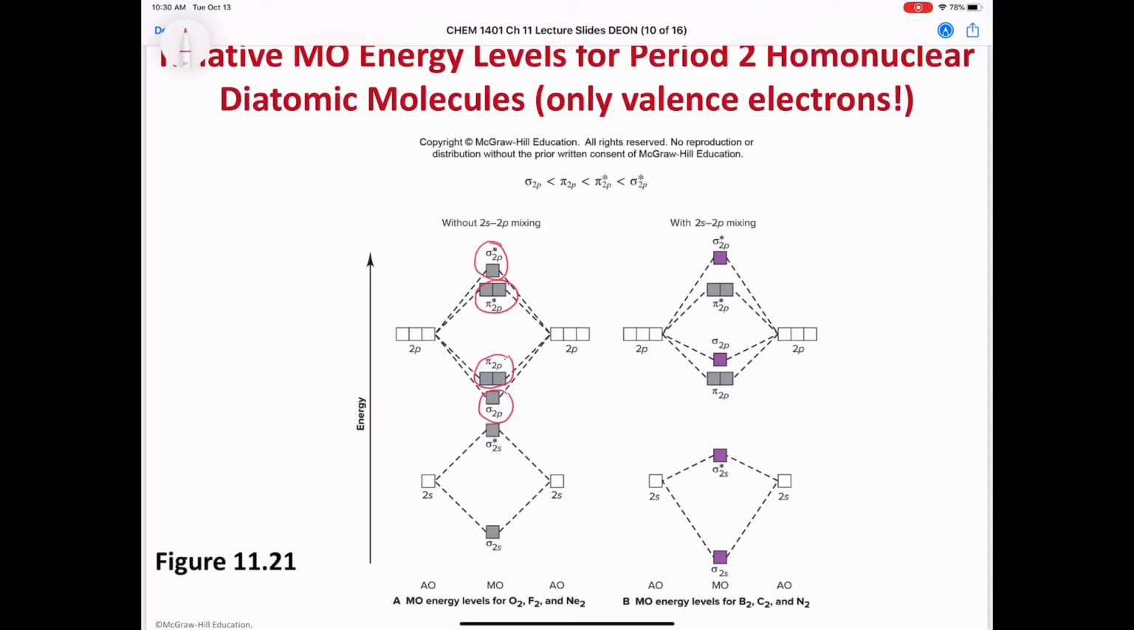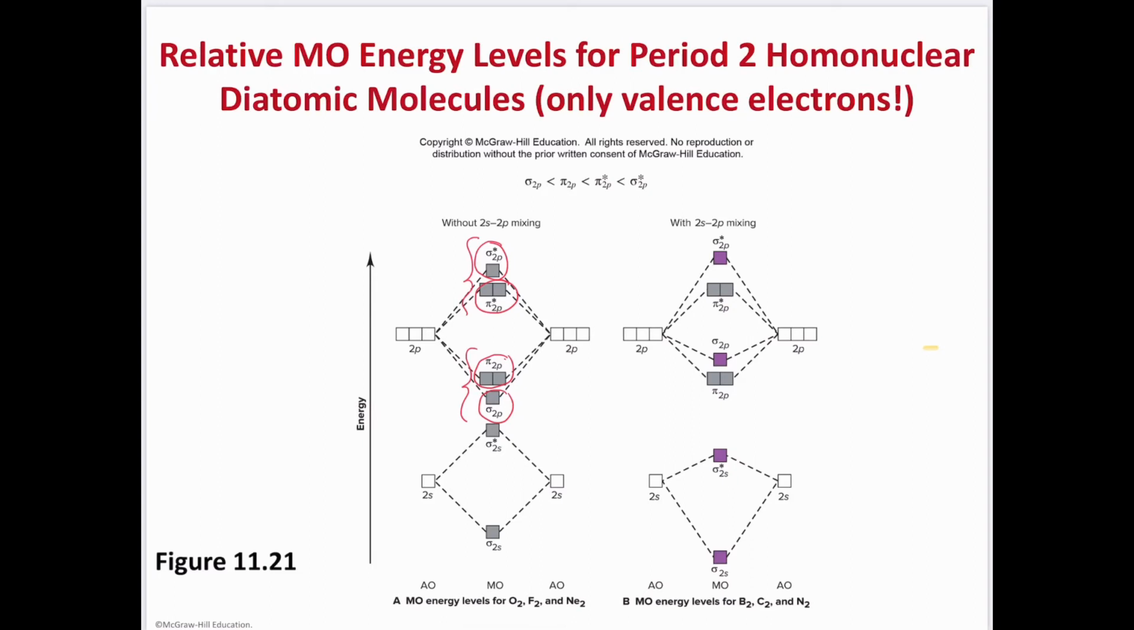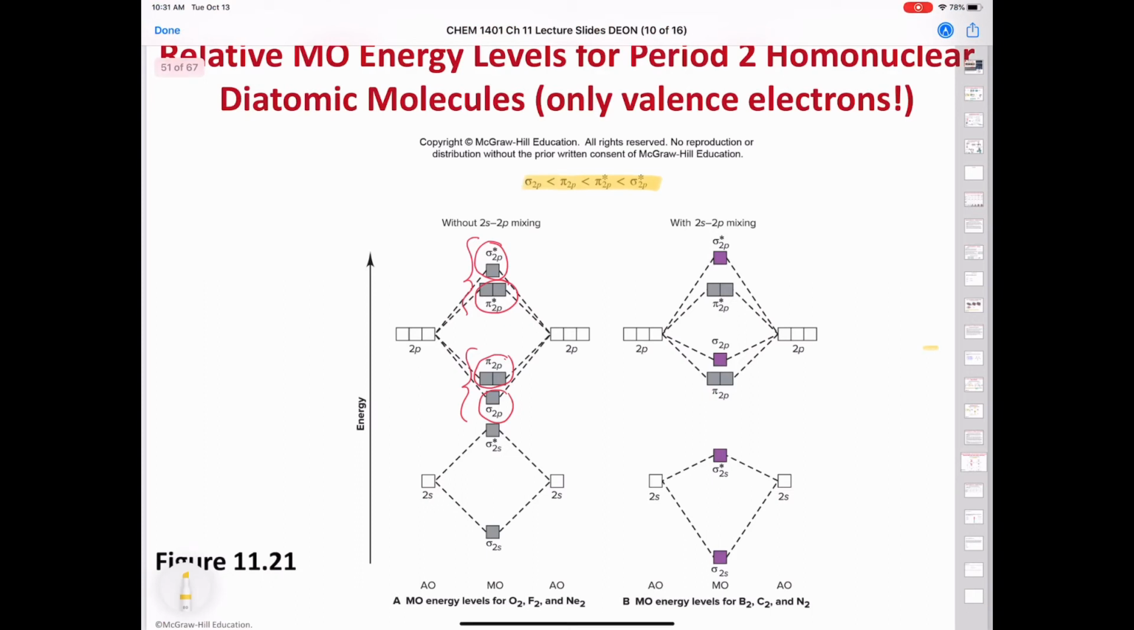Atomic p orbitals overlap more extensively end-to-end than side-to-side. Thus, the sigma 2p bonding molecular orbital is lower in energy than the pi 2p molecular orbital. We also see that the destabilizing effect for the sigma star 2p molecular orbital is greater than that for the pi star 2p molecular orbital. Thus, the energy order for molecular orbitals derived from 2p orbitals is typically sigma 2p, pi 2p, pi star 2p, and sigma star 2p. Each atom has three mutually perpendicular 2p orbitals.